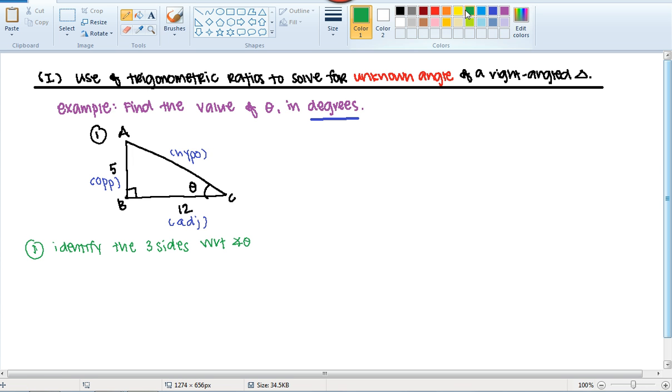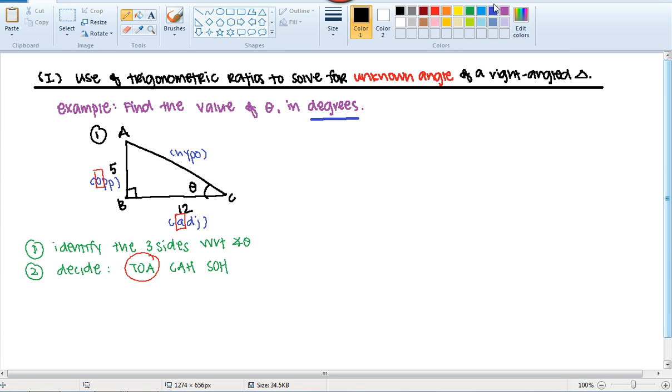Our second step, once you've identified, you have to decide, with the given information, whether you use toa, cah, or soh. What are the two pieces of given information here? I've got the value of the side AB, which is my opposite. I'm given another piece of information which is the length of my side BC, which is 12 units, which is my adjacent. So with opposite and adjacent, O and A, I will decide to use toa, tangent.